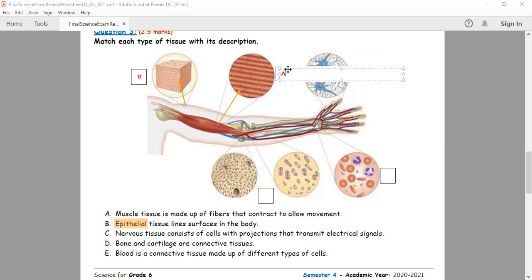So this is A. Then, what do we call the tissue with the cells looking like stars? The third one is C. Nervous tissue. The fourth one is D. Bone.